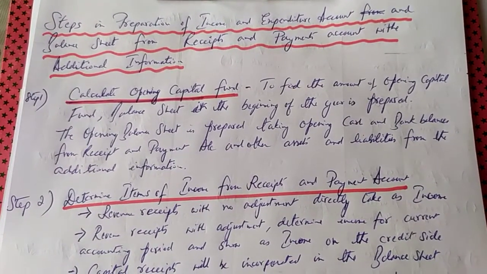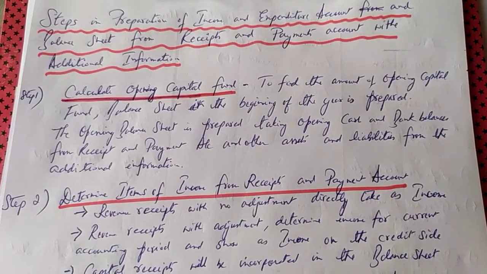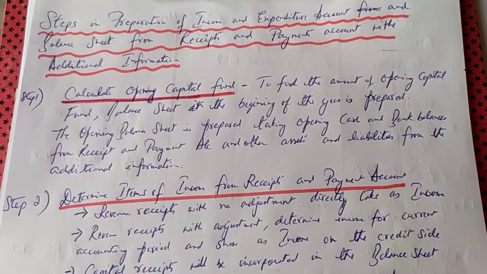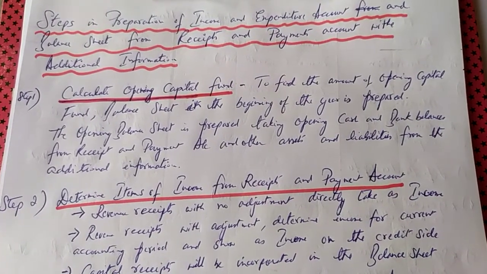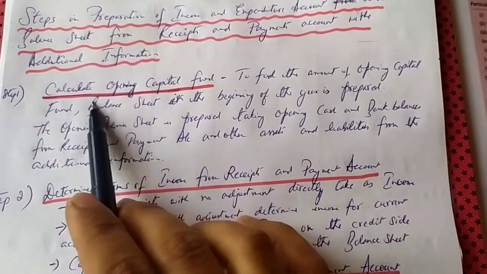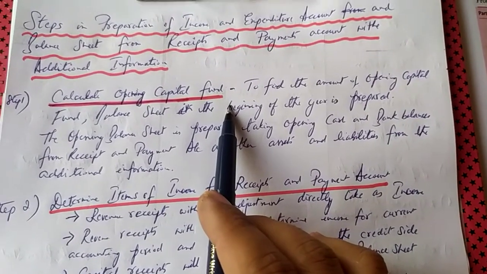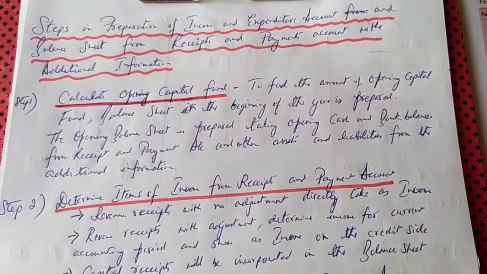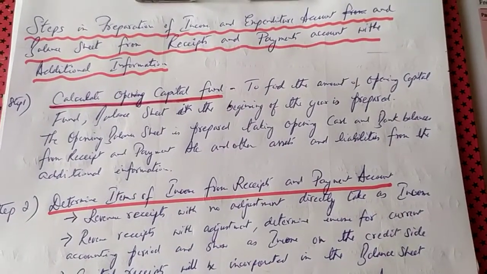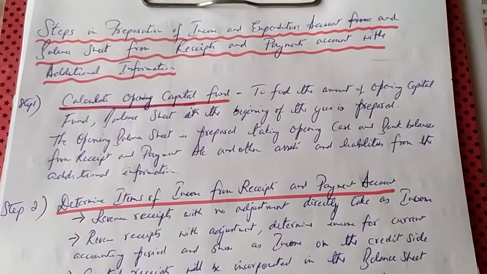The first step will be, as you have been asked to prepare a balance sheet, in order to show a balance sheet of a non-profit organization, we need to know the capital fund. So the first step will be to calculate the opening capital fund. Now how will you find this opening capital fund? Because this amount may not be directly provided. We have to find it with the help of whatever information is there in the question.